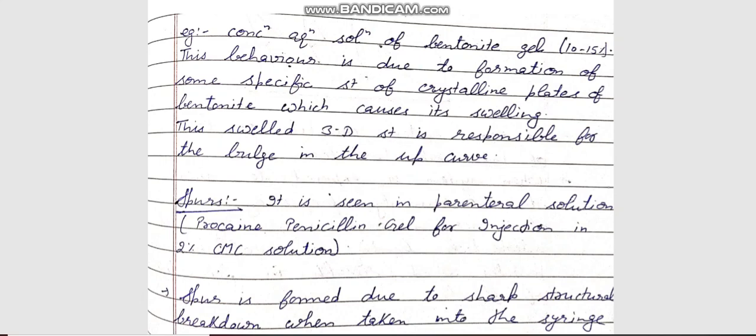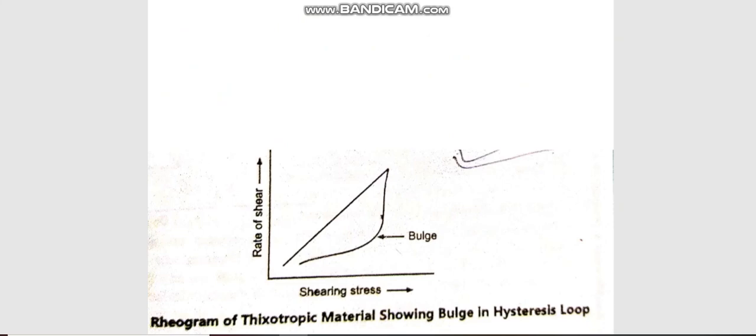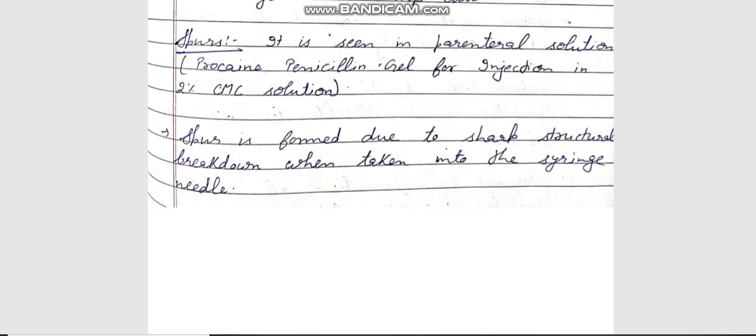Now the next topic is what are spurs. Spurs are seen in parenteral solutions. Parenteral means in injection form. For example, procaine penicillin G for injection in 2% carboxymethyl cellulose solution. A spur is formed due to sharp structural breakdown when taken into the syringe needle.